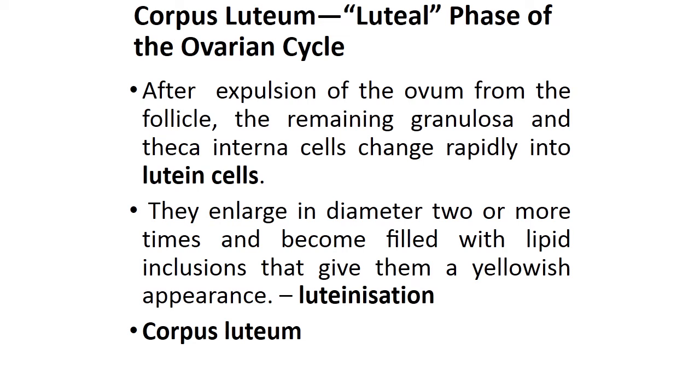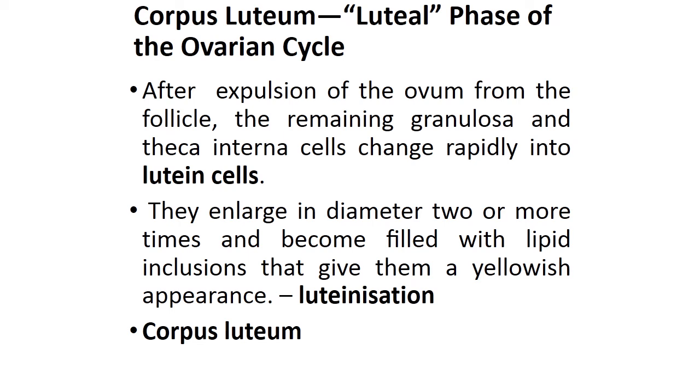After expulsion of the ovum from the follicle, the remaining granulosa and theca interna cells change rapidly into lutein cells. They enlarge in diameter 2 or more times and become filled with lipid inclusions that give them a yellowish appearance, a process known as luteinization. And whatever follicle remains is what is called the corpus luteum.